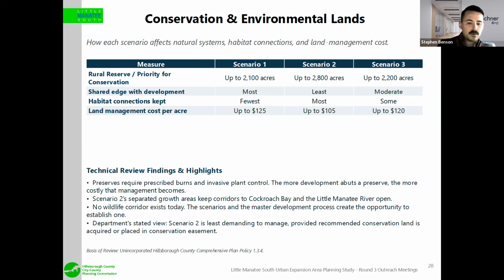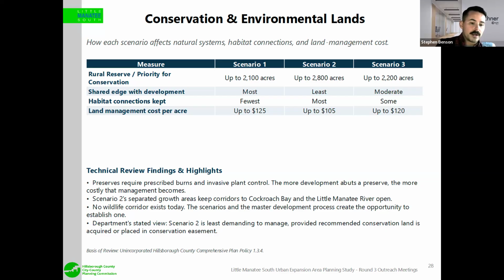Let's see. And then now we're going to touch on each of the boards that we set aside that focused on the different departmental areas within the county. We'll touch on the technical review findings and the highlights, but all of these are going to be available for you on the website, as well as able to be accessed again prior to completing the survey on each of the scenarios. So we asked the Conservation Environmental Lands staff at the county to provide input on each of the scenarios, just some key findings from them.